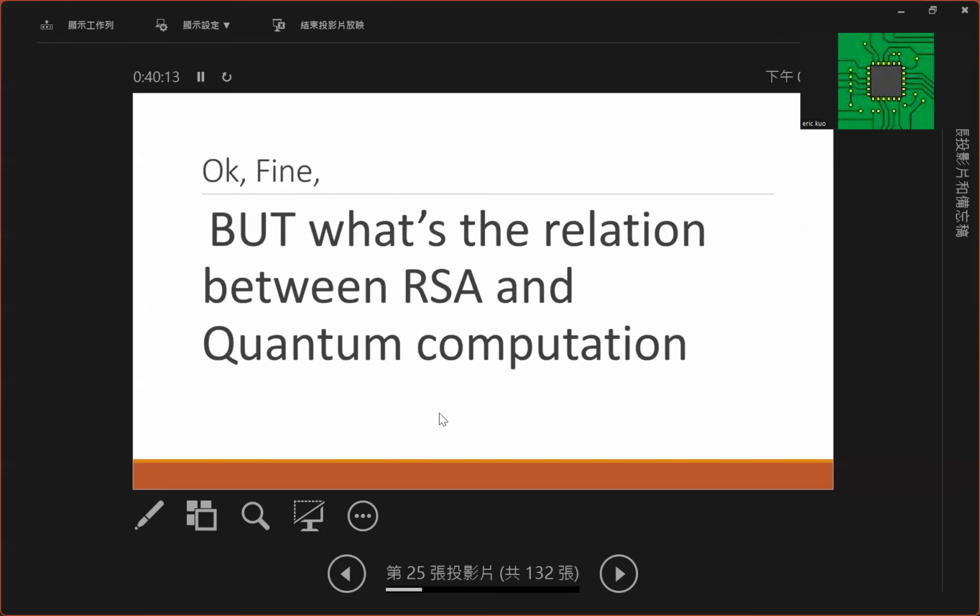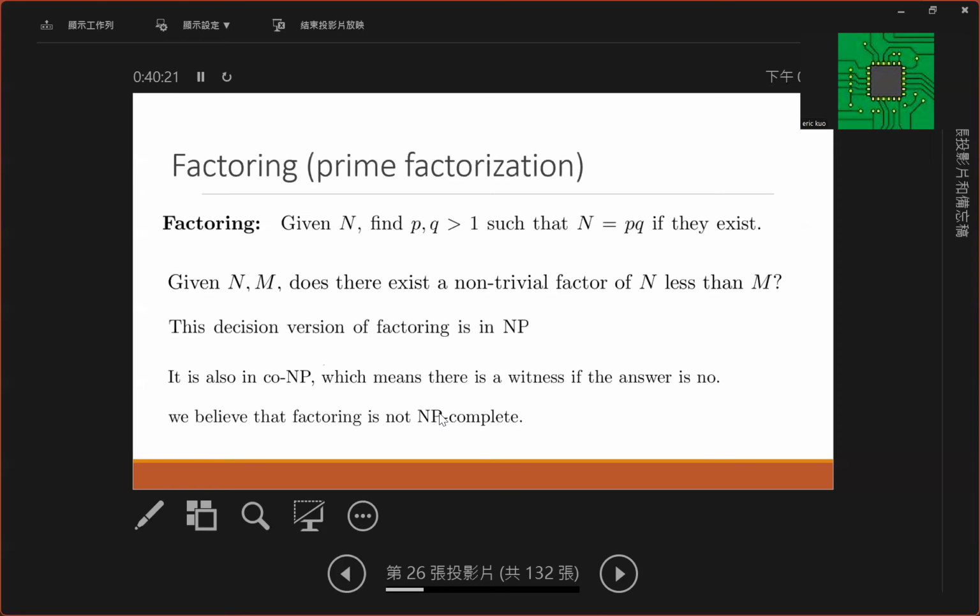Okay. So the question is, what's the relation between RSA and quantum computation? This is why we are here. So let me define factoring.